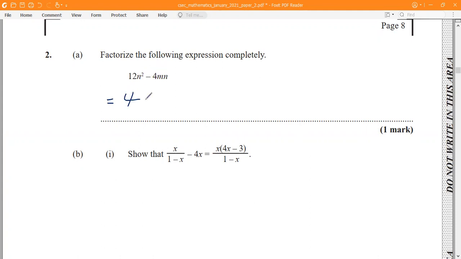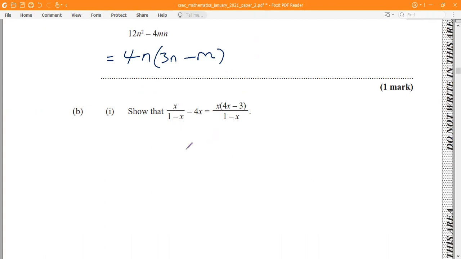4 can go into 12, 4 can go into 4. Both of them have the variable n. And 4 into 12 is 3, n into n squared is n. Subtract 4 into 4, 1, n into n, 1, and we remain with m. We can check our answer by multiplying 4n times 3n, and we get 12n squared, minus 4n times m gives 4mn. Okay, so our answer is 4n times (3n minus m) in brackets.